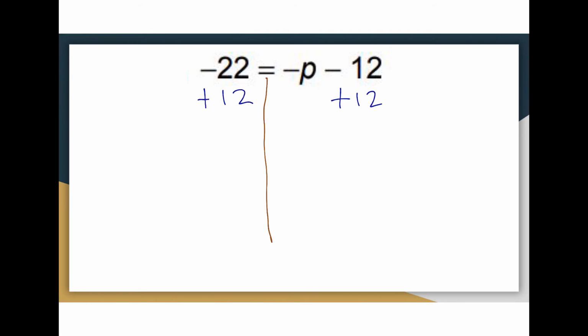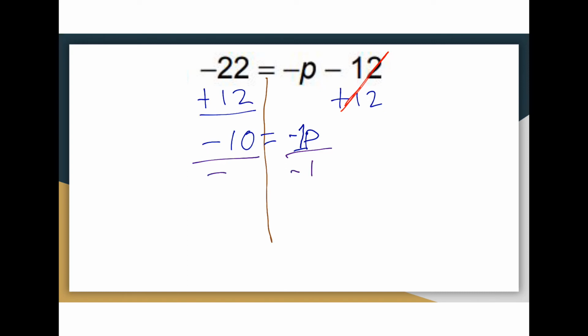Be just a little bit careful with your calculator. Make sure you plug it in right. A negative 22 plus 12 is going to leave me with a negative 10. And then here, negative 12 plus 12, that cancels out. So I am left with a negative p on the right side. All right, so remember, anytime we have a variable, there's always a visible number in front of it. There's a 1. So that's actually negative 1p. And because it's being multiplied, now I can divide by negative 1.